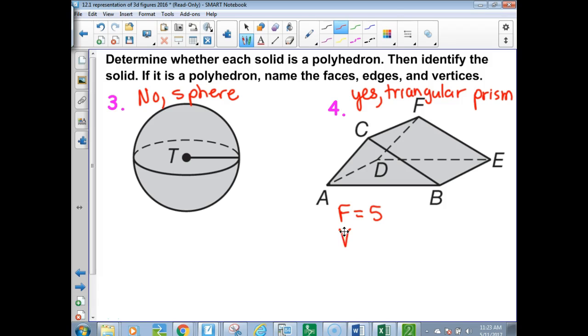Do the edges next. 3, 3 on the back, 4, 5, 6, wait, 9, isn't it? And vertices, there would be 1, 2, 3, 4, 5, 6. All right, and you know that the faces are triangles and rectangles, and the edges are segments, and that vertices are points.